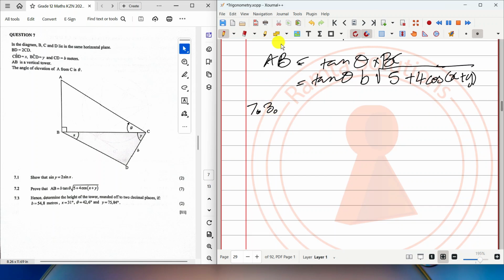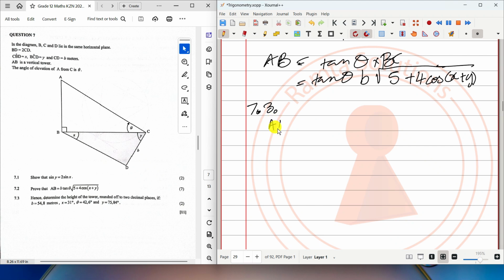7.3: Hence determine the height of the tower, rounded off to 2 decimal places. 3 marks. If B is 54.8 meters, X is 31 degrees, theta is 42.6 degrees, and Y is 75.84 degrees. Okay, we proceed.